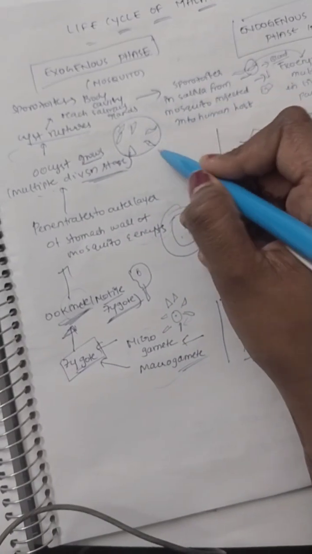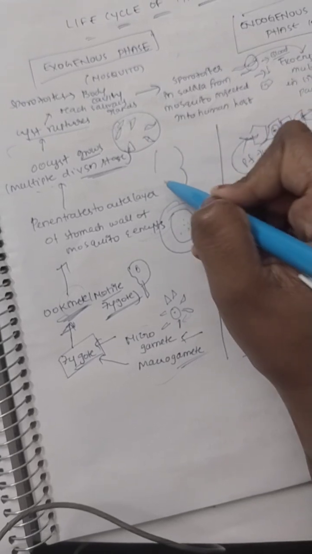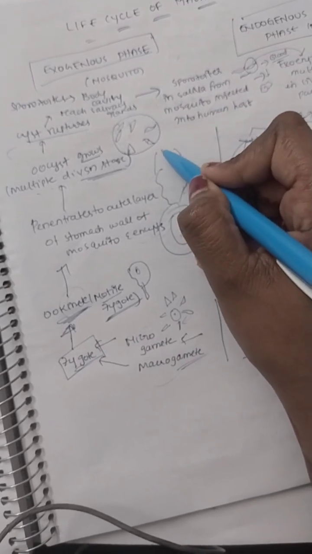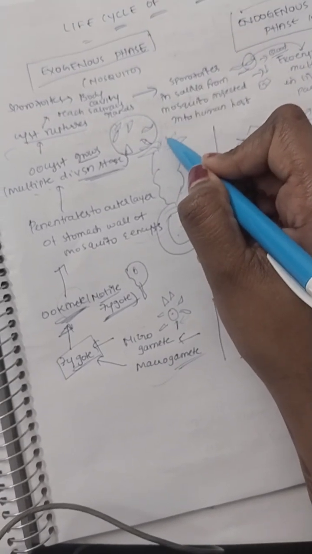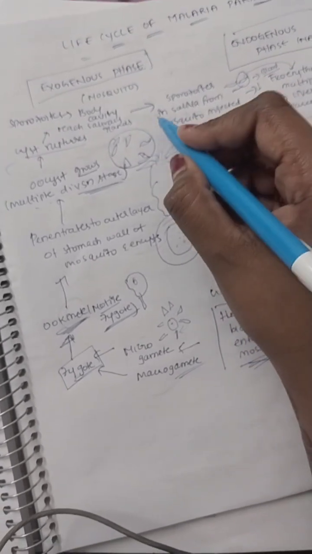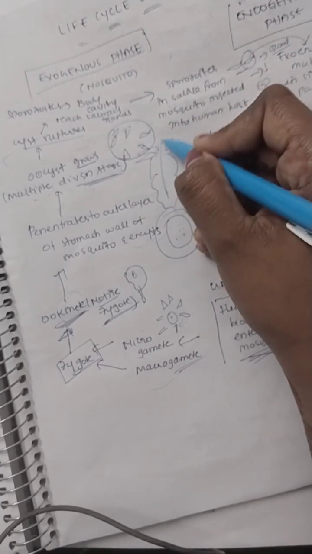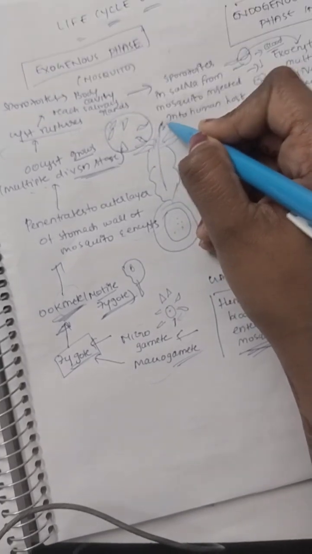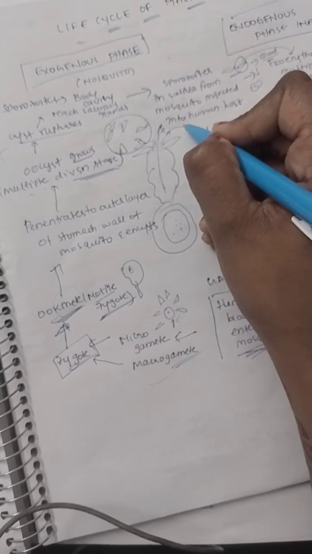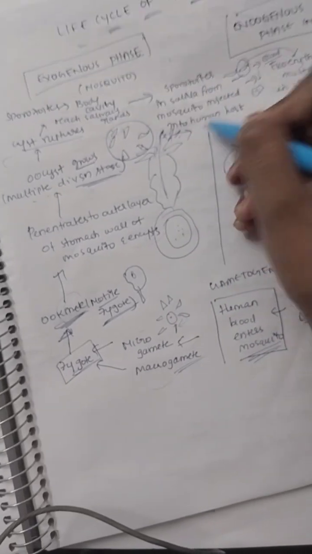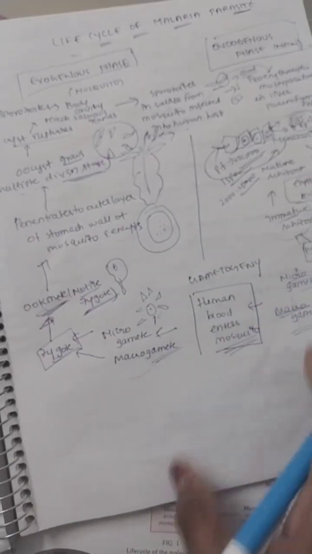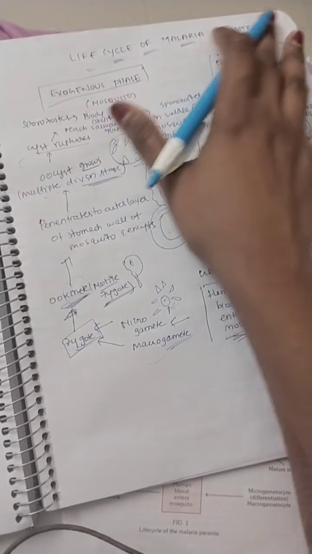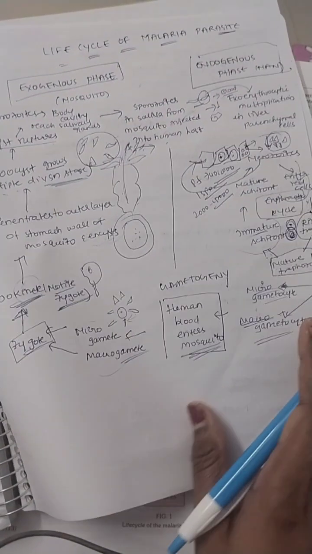These sporozoites from the gut come to the saliva, and during the bite of the mosquito the sporozoites enter the human bloodstream. This is the complete life cycle of the malaria parasite. Hope you guys like it. Now we'll see some points here.